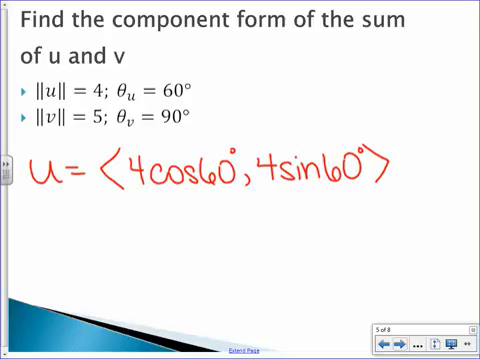All right. Sarah, what is the cosine of 60 degrees? It would be 1/2. So 1/2 times 4 is 2. Matthew, what's the sine of 60 degrees? Great. So radical 3 over 2 times 4 would be 2 radical 3. So there is vector u.